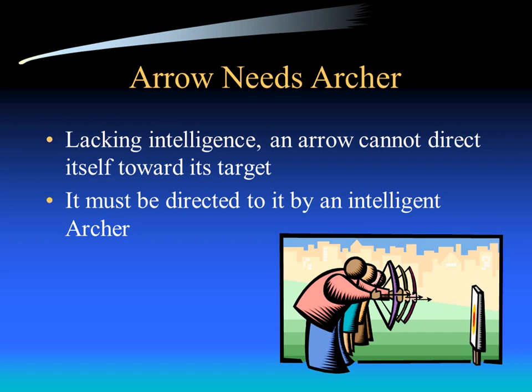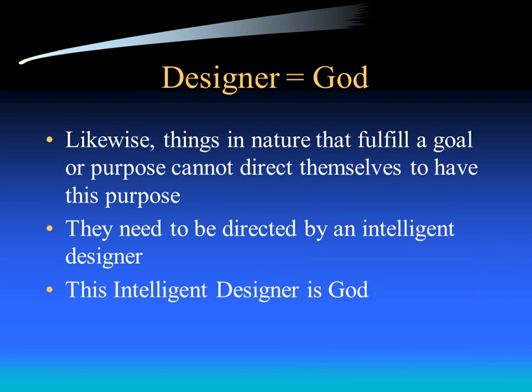So he says, just as an arrow needs an intelligent archer to direct it toward its goal, so things in nature that show evidence of directedness toward an end or purpose also need an intelligence or goal to direct them toward that end. Now, of course, for St. Thomas Aquinas, there's only one real option here, right?